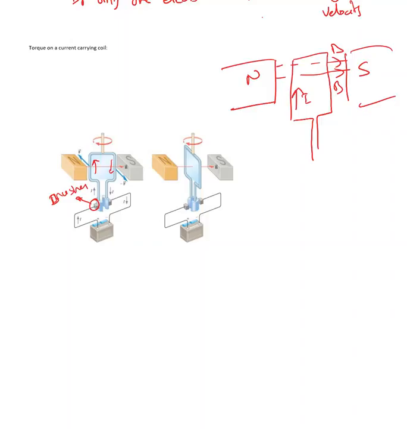Now I'm going to take the length of this conductor as A. So this length, I'm going to take as A. And this width as B. Okay, width of that conductor is B and length of this conductor is A. So the total area of the loop is A times B. So area of the loop equals A times B, AB.